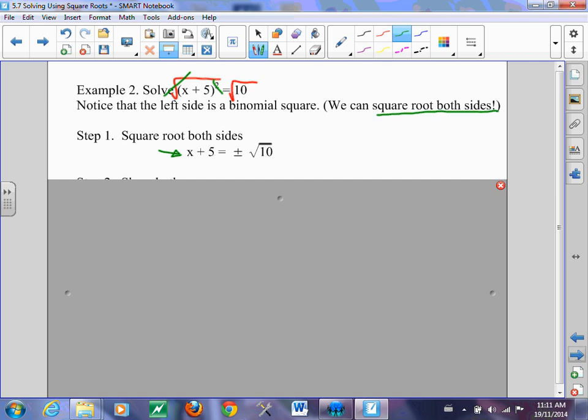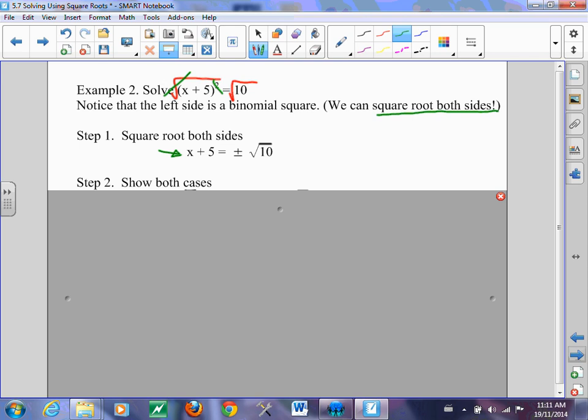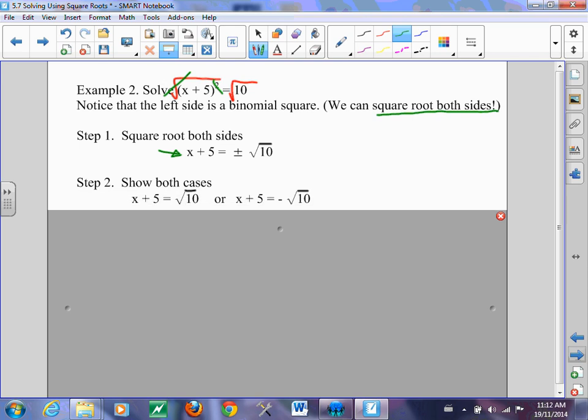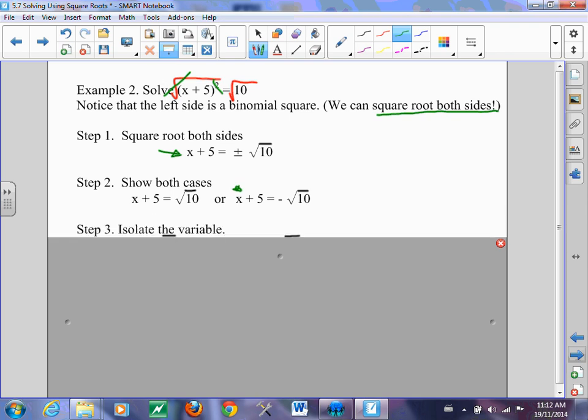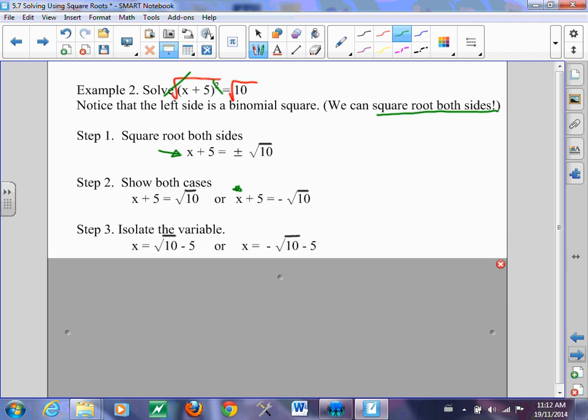And now, folks, it's going to be easier for us to solve for x, because x is going to get by itself soon. So we have two cases, folks. We've got x plus 5 equals the positive root 10, or x plus 5 equals the negative root 10. So that's going to give us two answers. In order to finish this up, we isolate the variable. So you take the plus 5, bring it over, and it becomes negative in both cases.